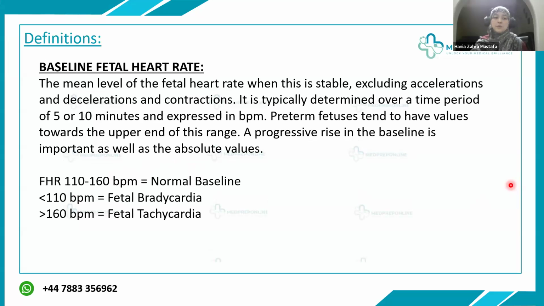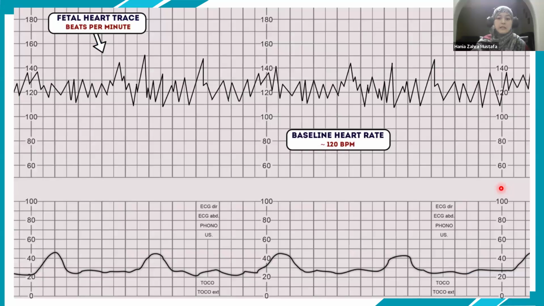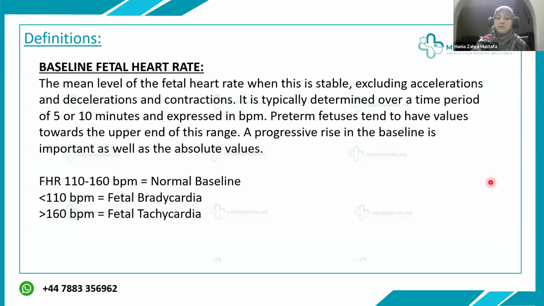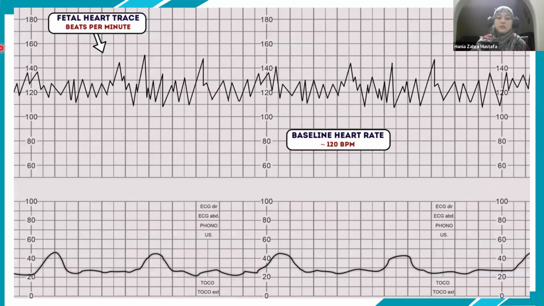Basically, we will first start with the basic definitions that you should know in a CTG. The first one would be the basal fetal heart rate. The baseline or basal fetal heart rate is basically the mean level of the fetal heart rate, without any acceleration or any deceleration. It is the constant or the average fetal heart rate, basically.